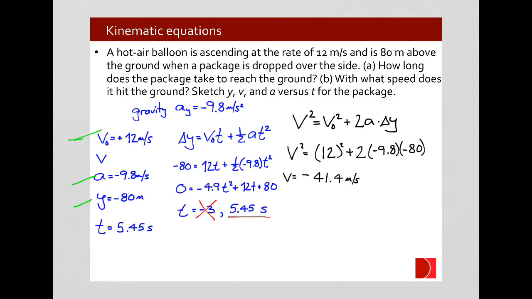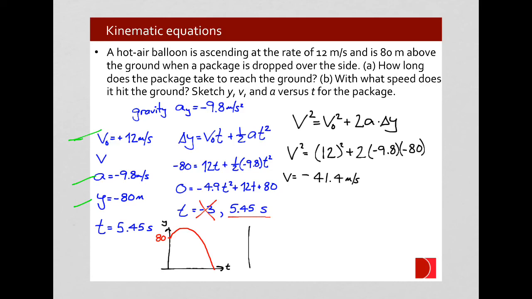The last part of the problem is to sketch the position, the velocity, and the acceleration. To show the position as a function of time, we said that initially we are at 80 meters, that once we let go of the box, it's going to continue to travel upwards with us for a little bit, and then it's going to fall back down to the ground if we assume that y equals 0 is the ground. This is parabolic motion, and that makes sense because our equation tells us that the position has to be parabolic in nature due to that t-squared term.